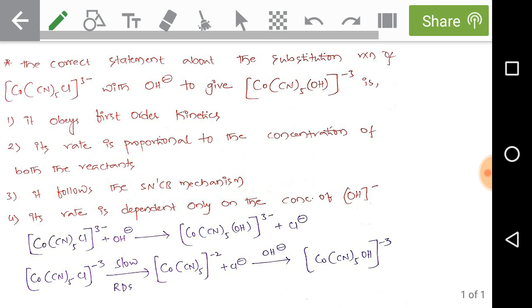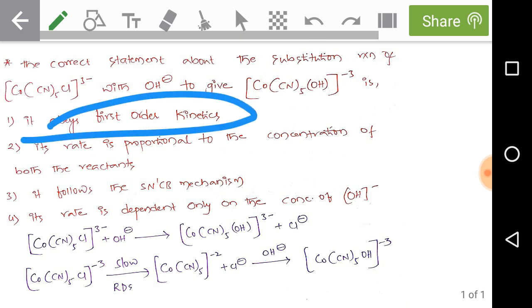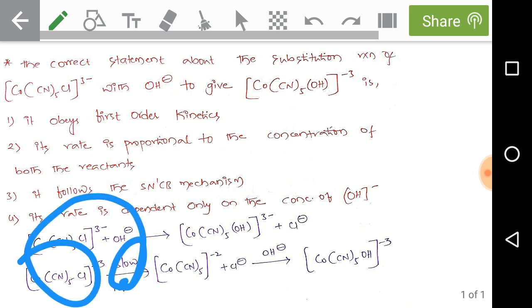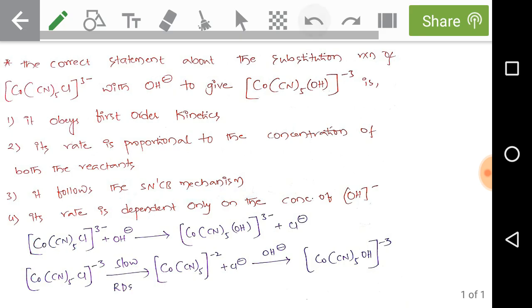So if you observe this base hydrolysis reaction, the rate determining step is the first step, where dissociation of the substrate is taking place. That's why the rate is simply dependent on the substrate, not on the base. Then just observe, it obeys first order kinetics, because the rate of the reaction depends only on the substrate concentration, not on the base concentration. That's why it obeys first order kinetics.